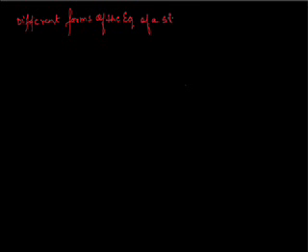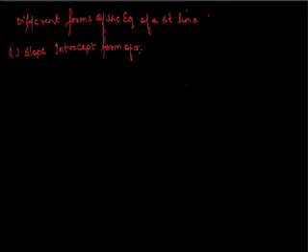Okay, so starting with the next. Now, if we have to find the different forms of the equation of a straight line, first is slope-intercept form. Slope-intercept form of a line.